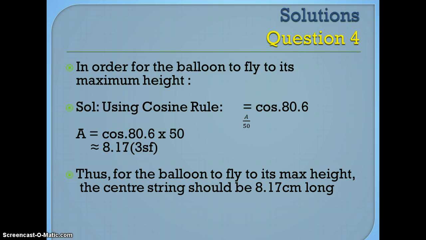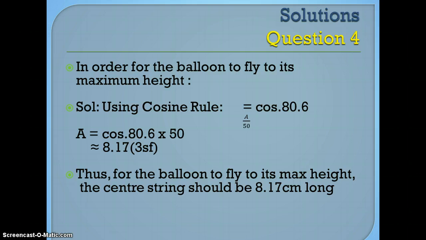For our last job as a janitor, we had to fly a very large balloon above the school to welcome the new freshmen. We are supposed to support it with 3 strings, each one attached to a side of the building and one in the center. So we need to find out how long the center string should be to allow the balloon to reach its maximum height. So to solve this, we use the cosine rule, which is cosine theta equals adjacent over hypotenuse.